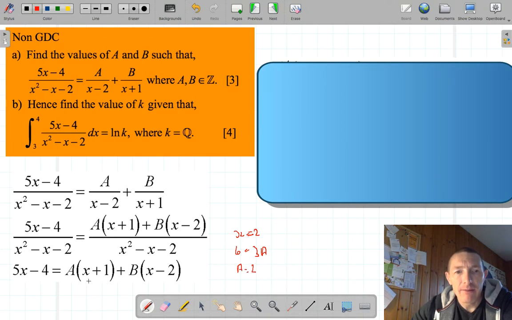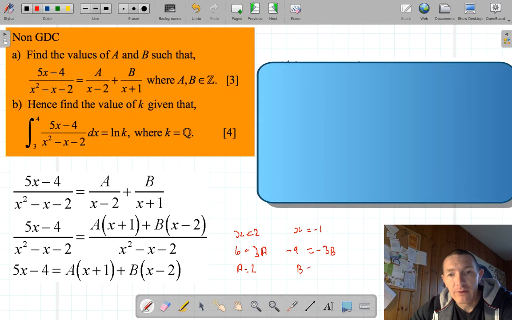Now I can do the same thing by making x negative 1. Because when I make x negative 1, this whole bracket here just ends up cancelling out. So when I make x equal to negative 1, 0 here, B is negative 3, or sorry, negative 3B's. And negative 1 on the other side gives me negative 9. So this will give me B as 3. So I've got my two values of A and B as B is 3 and A is 2. So that's the first part done.